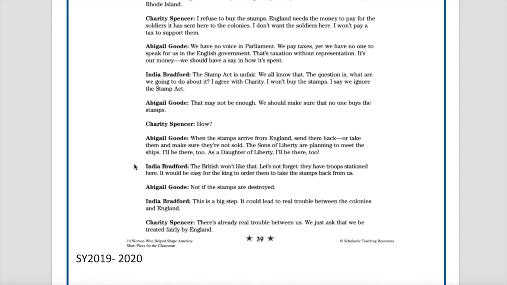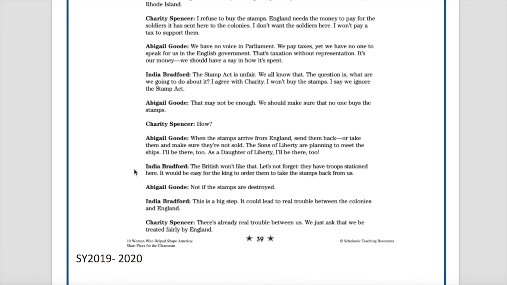India Bradford. The British won't like that. Let's not forget, they have troops stationed here. It would be easy for the king to order them to take the stamps back from us. Abigail Good. Not if the stamps are destroyed. India Bradford. This is a big step. It could lead to real trouble between the colonies and England.